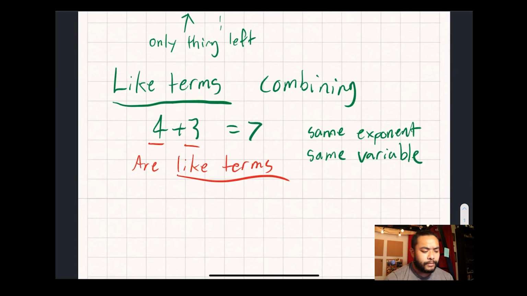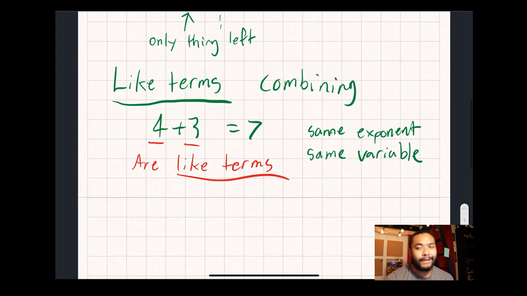So you might ask, well, Mr. A, 4 and 3, they don't have exponents. They don't have variables. The fact that they both don't means that they do have the same variable. So if we don't have a variable, that variable is just something to the 0, or it doesn't exist. The exponent is the same exponent that makes it not exist.